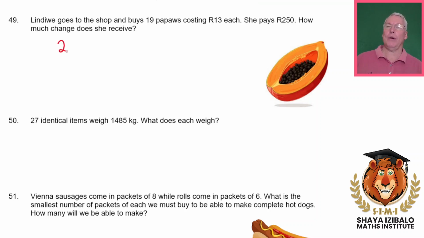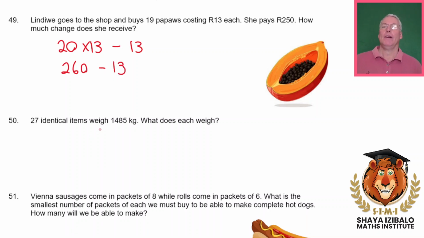But if we took 20 lots of 13 and then subtracted one lot of 13, is everyone okay that that's the same as 19 lots of 13? That's how much she spends. Now, 20 lots of 13 is actually quite easy to work out because 2 lots of 13 is 26 with a 0 on the end, 260, minus 13. 260 minus 13, not too bad.